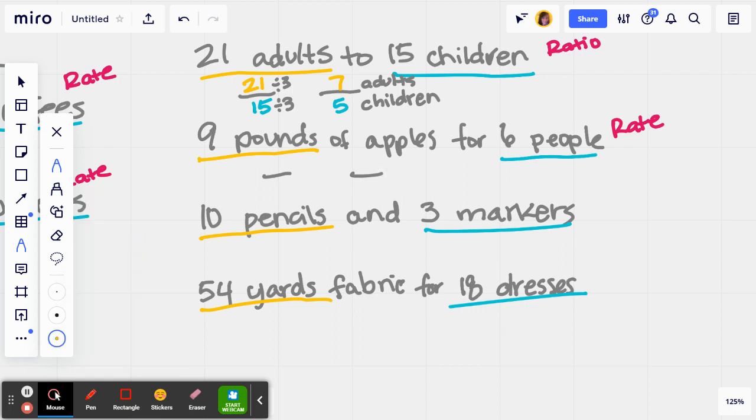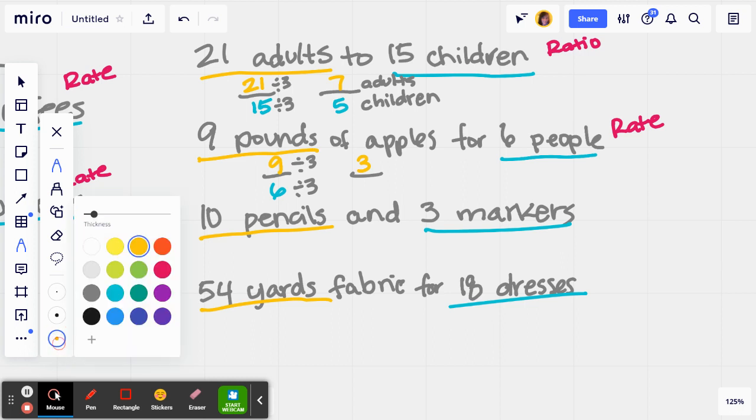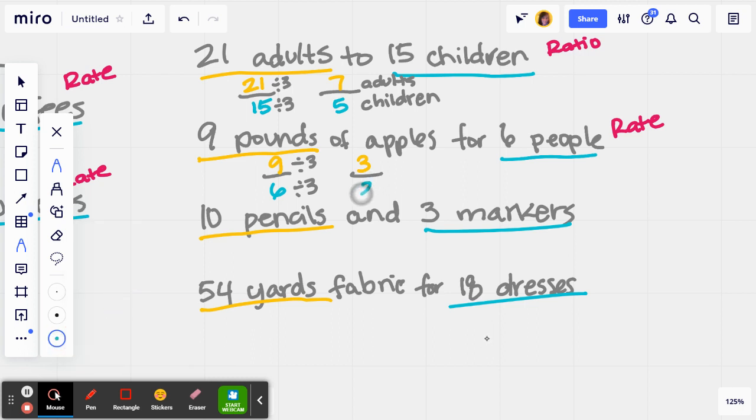All right, so we started with 9 pounds of apples for 6 people. Can we simplify that a little bit? Yes, we can. We can divide it by 3, and we get 3 over 2. Okay, and again, what are our units here? Well, it would be 3 pounds of apples for 2 people.